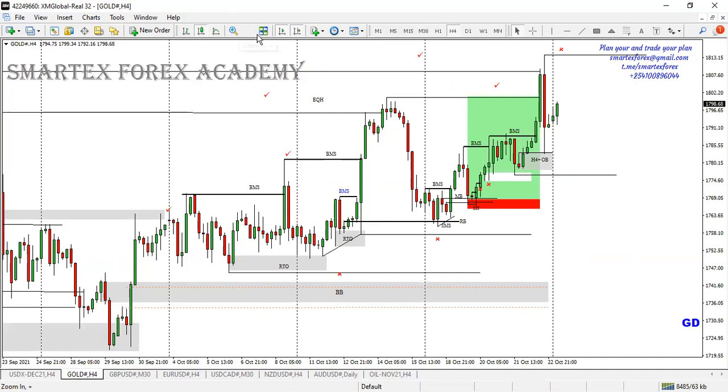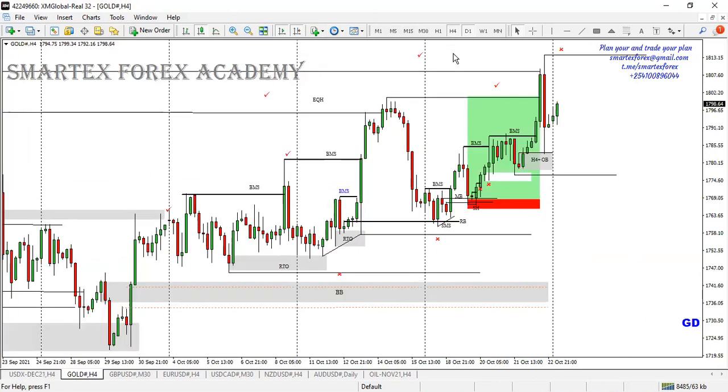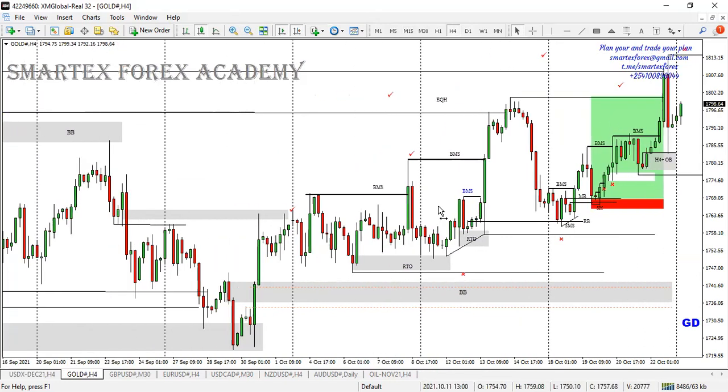In gold, last week in the daily time frame, we had this bearish order block, which was our target last week, and then a high here that we expected to be taken out. So the high was taken out.